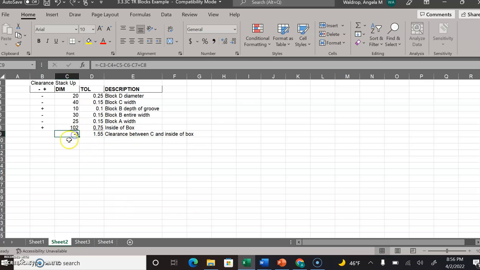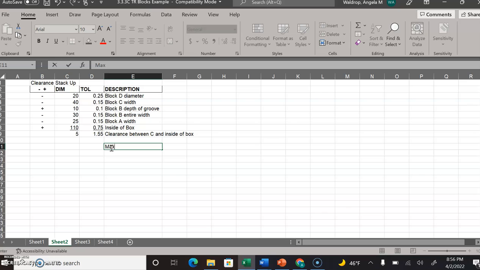Okay, so we can see right now that we have an interference. So what I can do is I can make my blocks smaller if I like, or I can make the box larger to fit the blocks. So that's what I'm going to do. I'm going to go ahead and change, and that's the benefit of doing this in Excel. You don't have to worry about writing out the whole thing and doing the addition or subtraction again because it's already built into the spreadsheet. So if I change this 102 to 110, you can see that now I have a clearance.